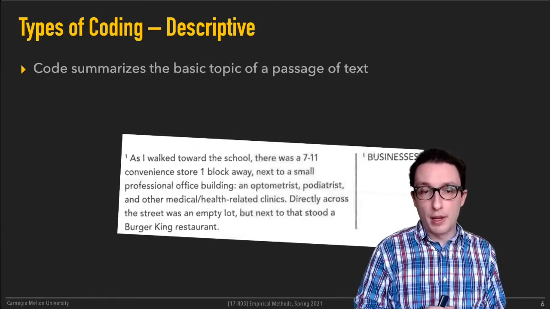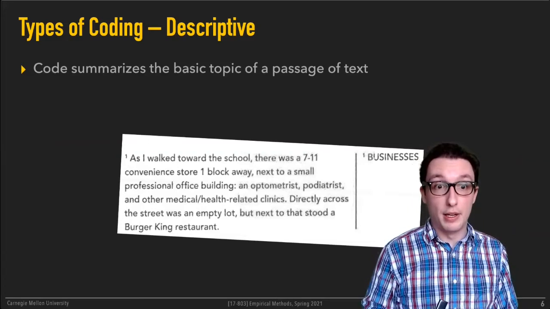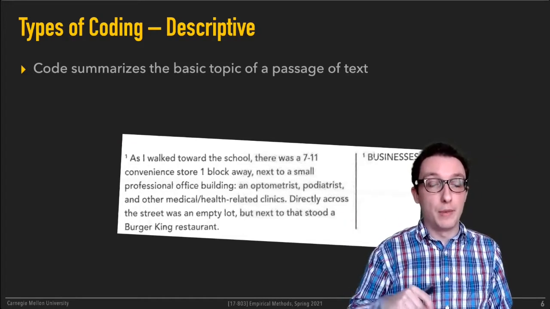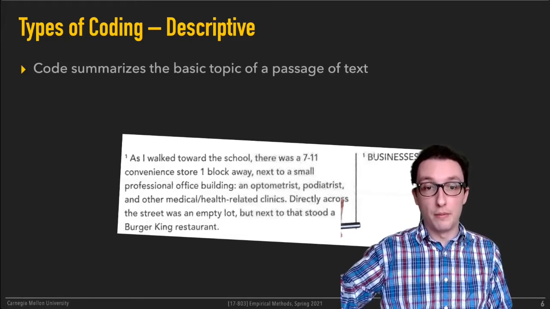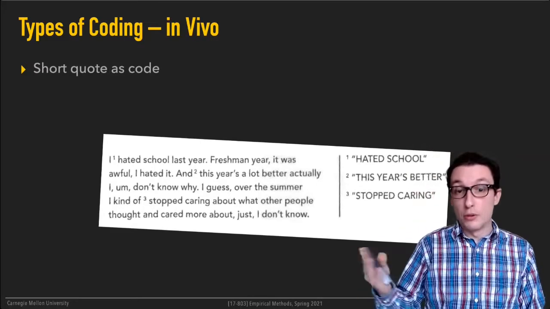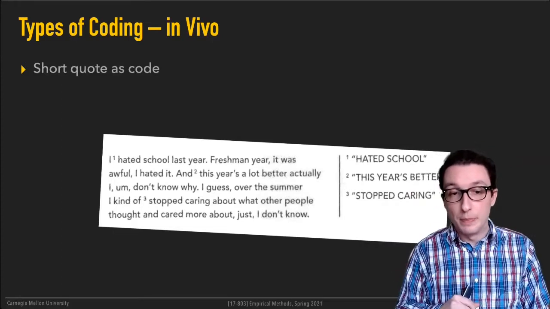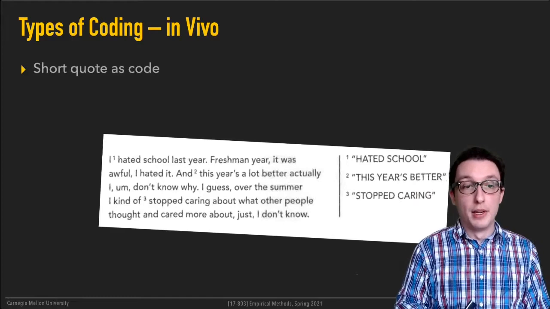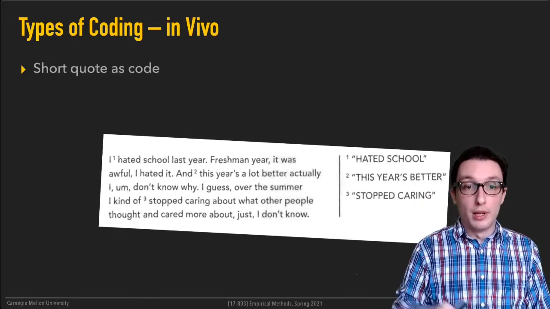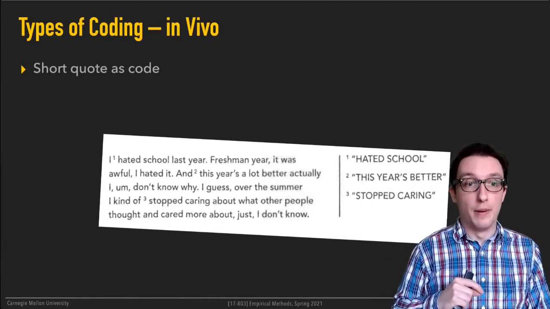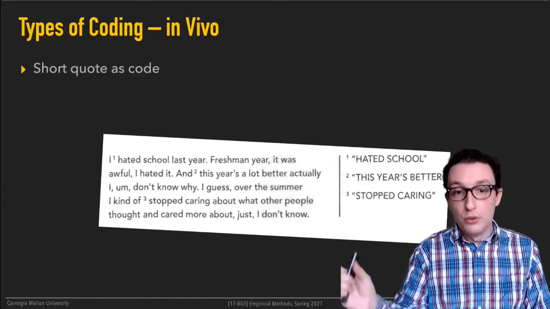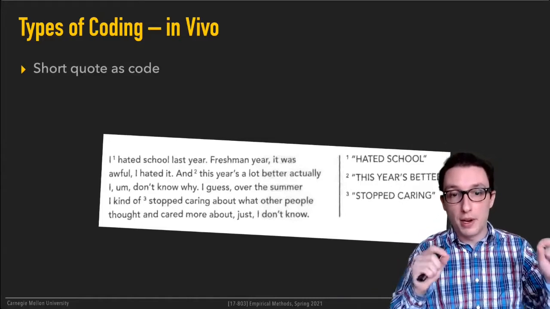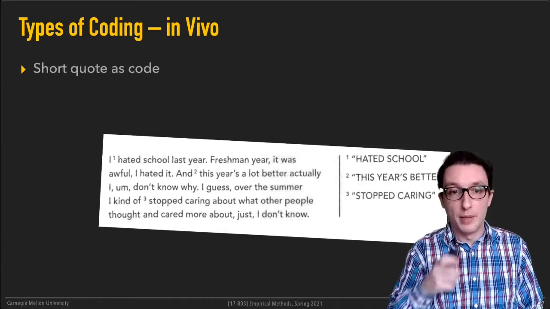So you've probably read this in the book: the different kinds of codes that one can assign to a piece of text. For example, you could have descriptive codes that summarize the basic topic of a particular fragment of text. Those are one type of code. You could have so-called in vivo codes. This means pulling out some actual quotes from these fragments and using those as codes. So in the example I have here, these things, I hated school, stopped caring, and so on, are actual quotes from the study participants. The researcher here used these fragments of quotes as actual codes. These are called in vivo codes because they're fragments of the actual transcripts.